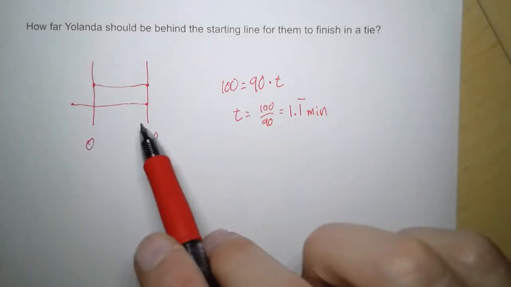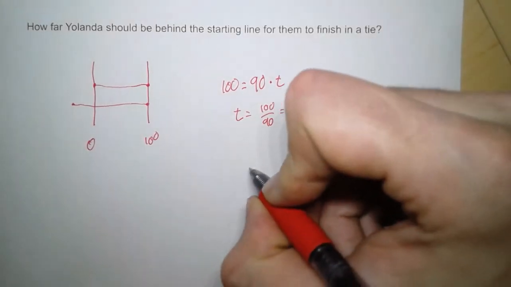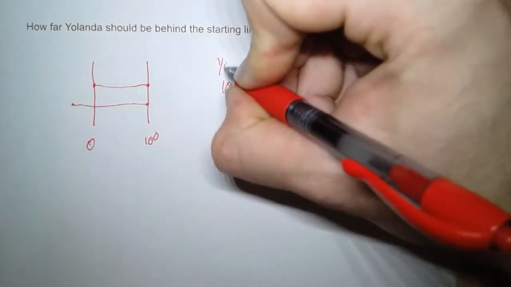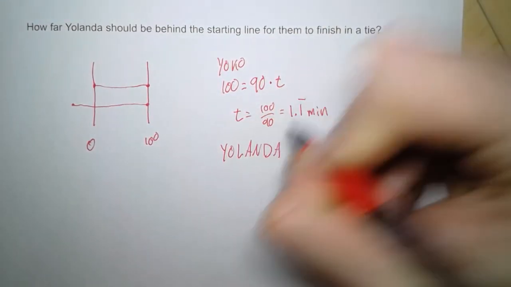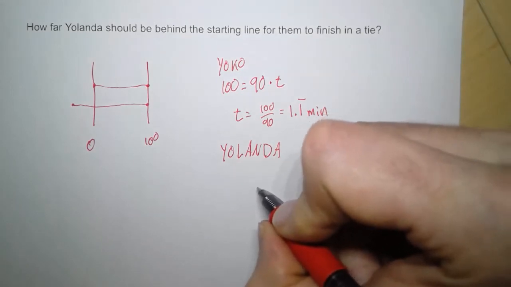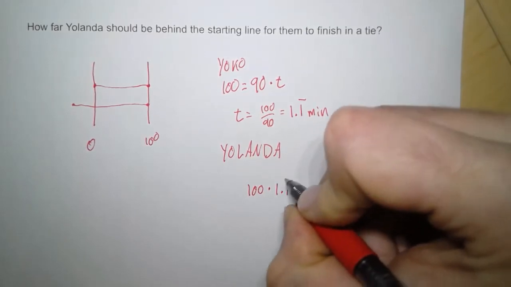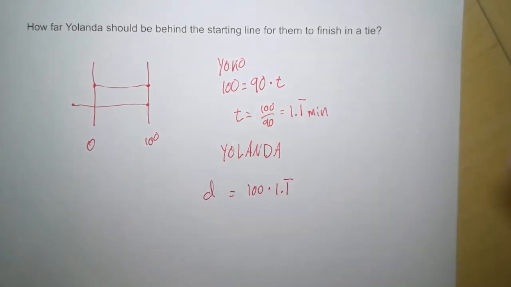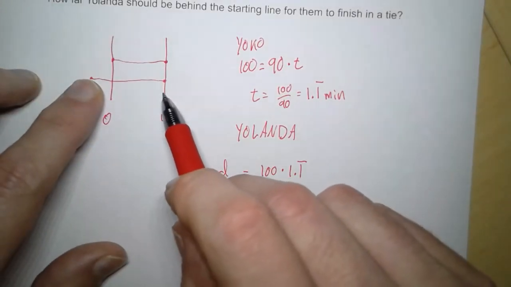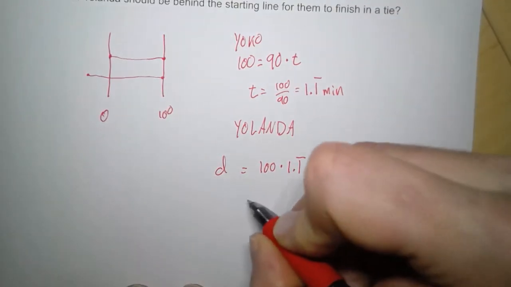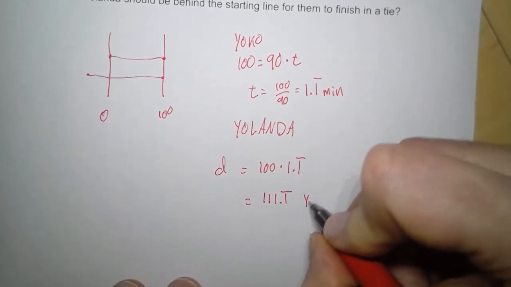Now we have to figure out how far back Yolanda should be. We know what her time needs to be. Let me label this: this is Yoko, and this is Yolanda. We know Yolanda's speed, her rate, that's 100, and we now know the time, 1.1 repeating. What we don't know is the distance. That's what we're trying to find, because the distance says how far she needs to go to travel in that time. So if we multiply by 100, that would be 111.1 repeating yards.